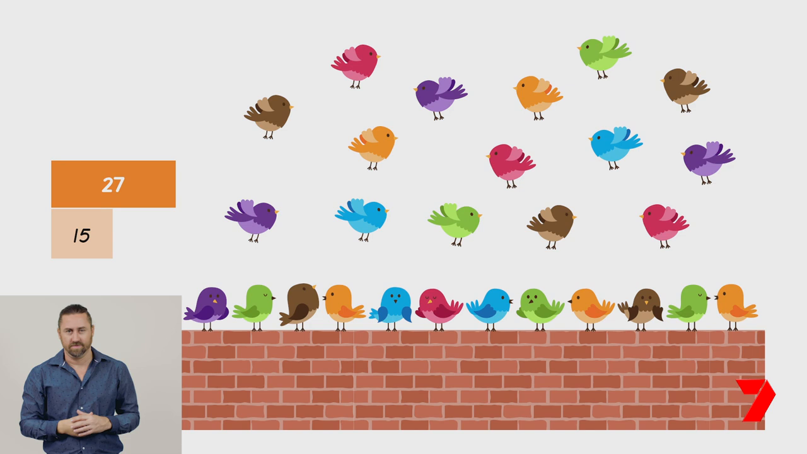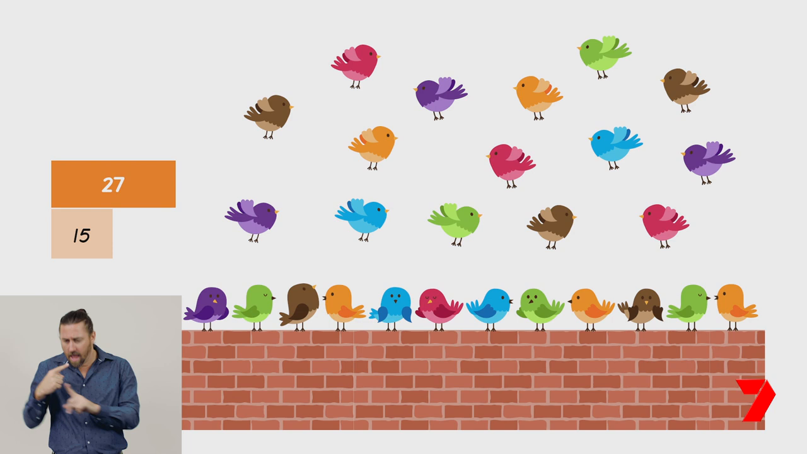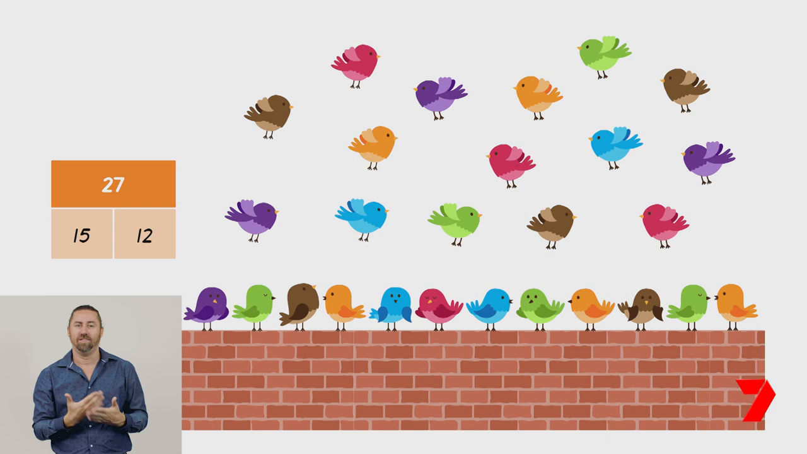So in this problem, we know the whole and one part, which means we can use subtraction and take 15 away from 27. Or we could think addition and add from 15 to 27 to find our solution. 27 take away 15 leaves 12. Addition and subtraction knowledge can both be used to solve problems.